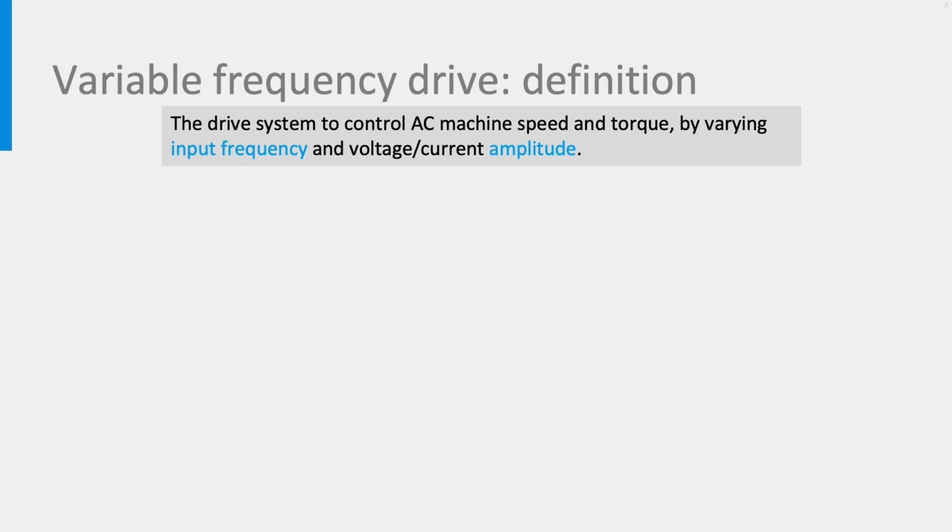The first thing we need to understand is, what are variable frequency drives? They can be defined as a drive system that controls the speed and torque of an AC machine by varying the input frequency as well as the amplitude of the voltage or current.